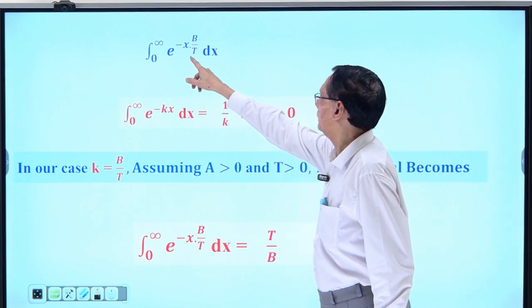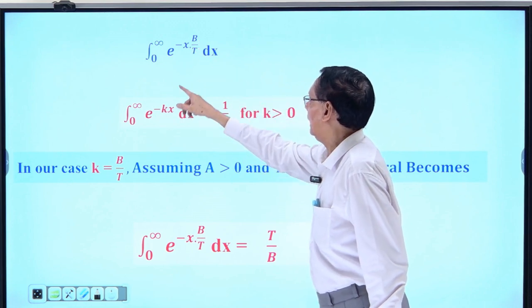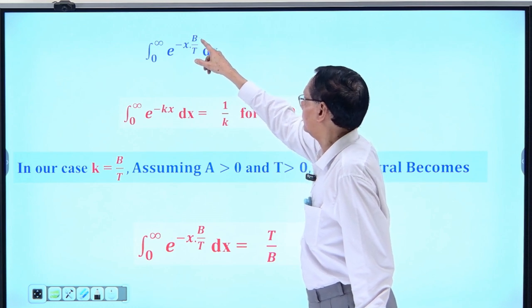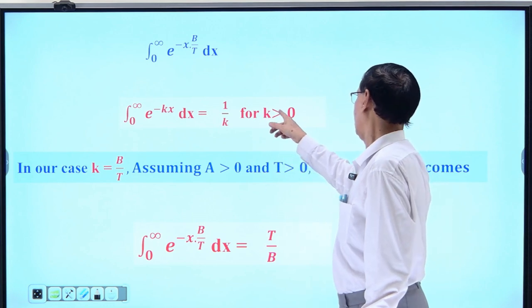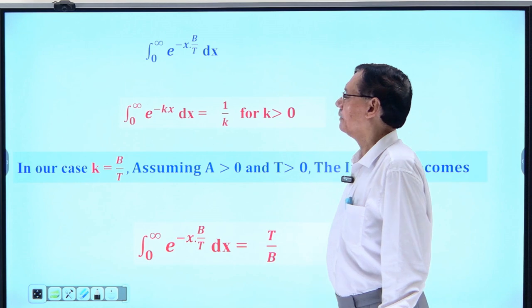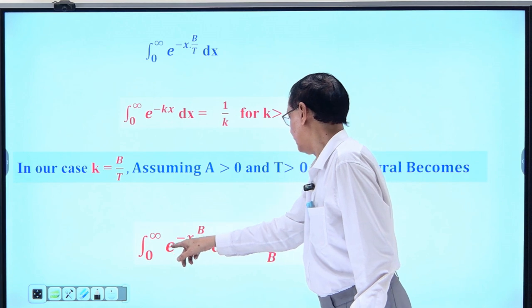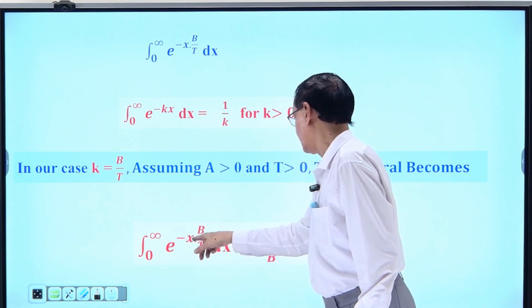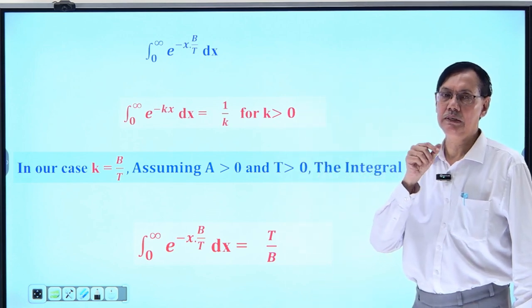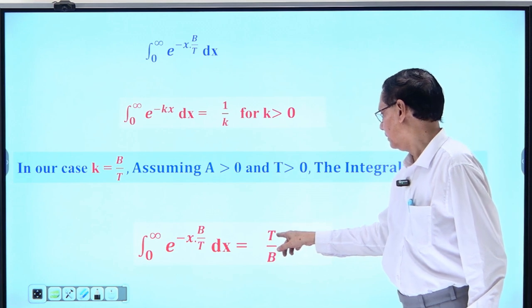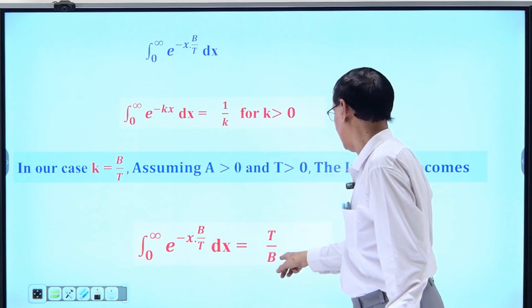Now here you see e to the power minus b by t x, and suppose this b by t, or characteristic rotational temperature divided by temperature, is equal to k. So what I am getting, of course, for k is 1 by k. So in our case, I am taking x in place of z, and 2j plus 1 dj is equal to dz. So I am getting t by b like that, because the value of 1 by k is actually t by b.